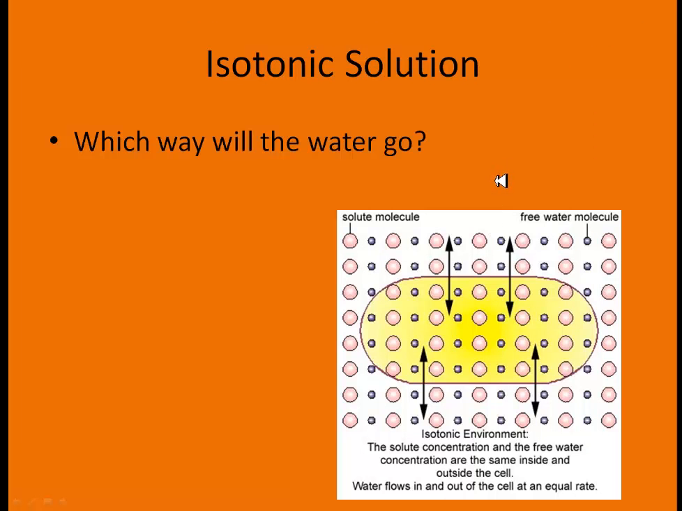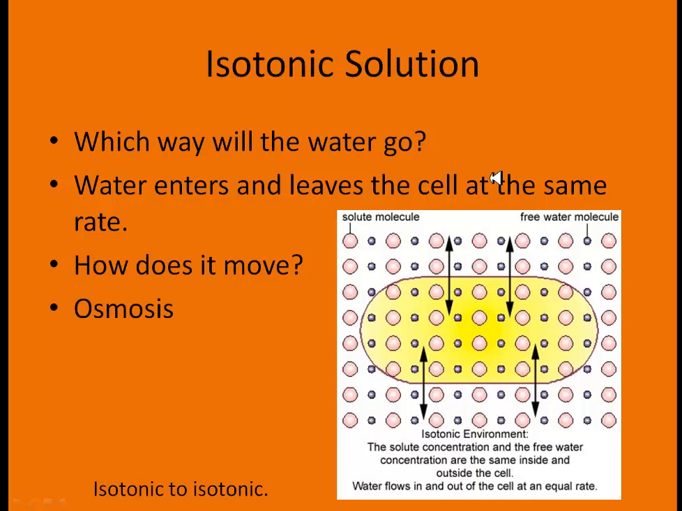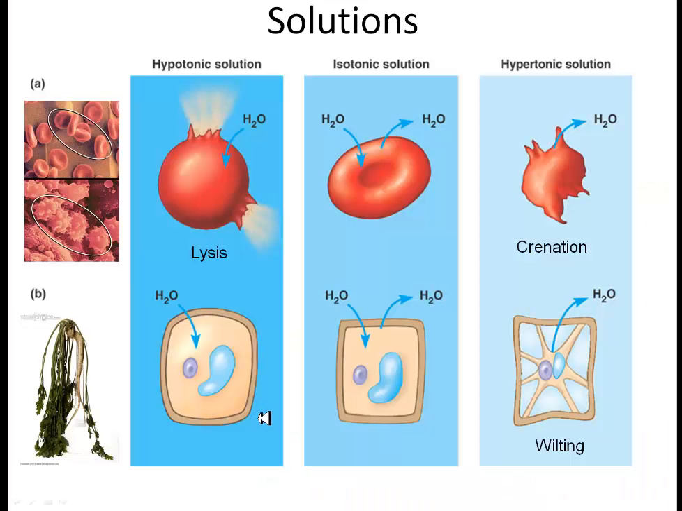Isotonic, which way will water go? Because we have the same material inside as outside, water will both leave and enter the cell. How does it move? Again, it's moving by osmosis, and isotonic always moves to isotonic. Just had to say it.